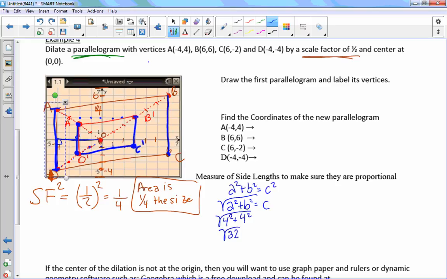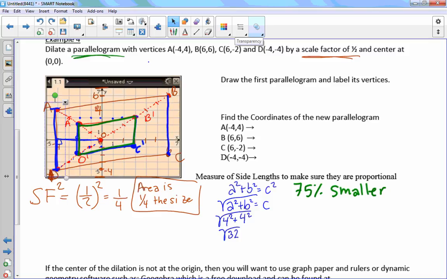Okay, so there is our dilated, and I'll change the color now. This is the new dilated, and it's 1/4 the area of the original. Okay, so measure the side lengths to make sure they are proportional. We already did that. Okay, we're going to say that it's now 75% smaller. Right? Because the area is 25% the size. Okay, I think that's the end of the packet, yes?